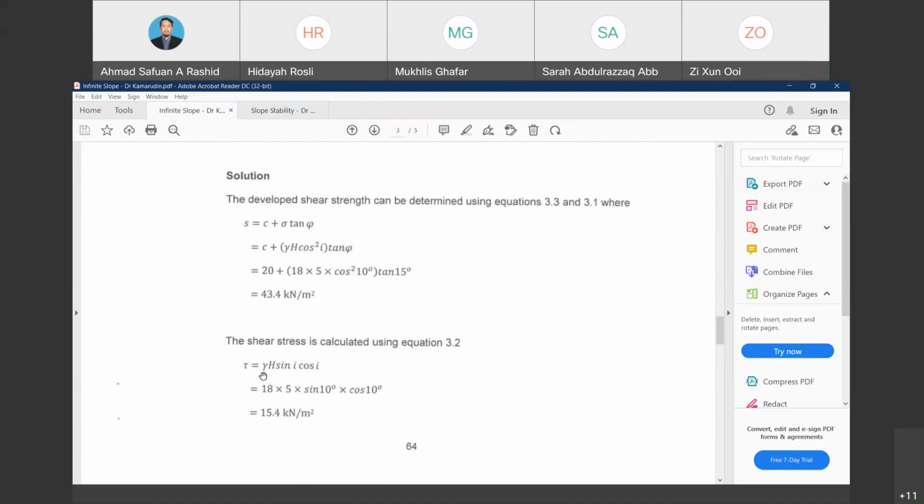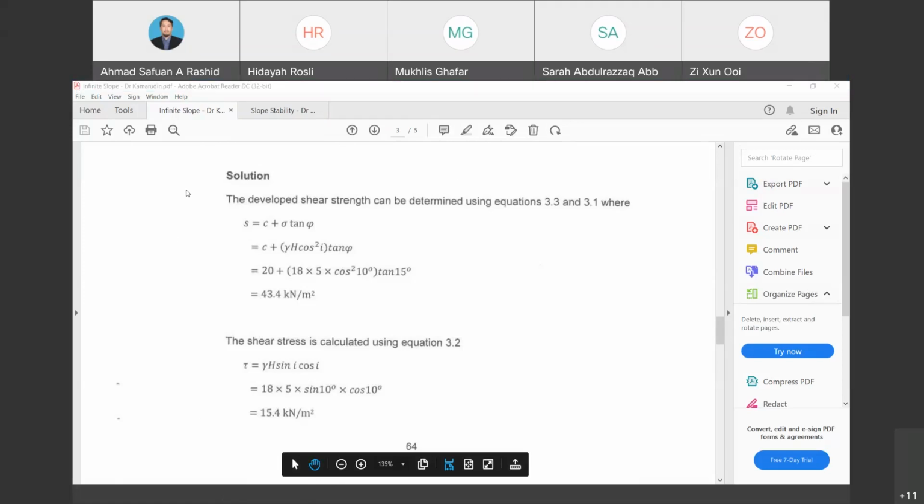Then for the tau, gamma H sin i cos i, we obtain 15.4. So S over tau, the factor of safety, will become 2.82. So the factor of safety is 2.82. Now we look at the example from the slide, using the simplified method from Dunn.